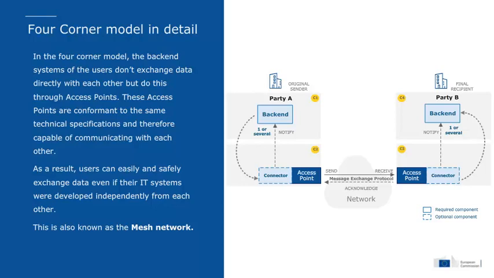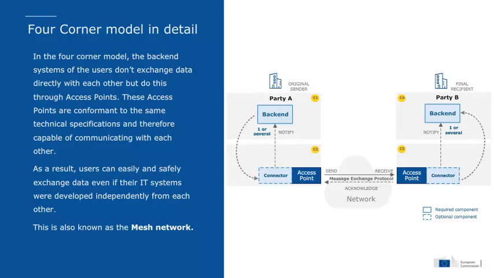As a result, users can easily and safely exchange data even if their IT systems were developed independently from each other. This is also known as the mesh network. So in order to give more clarity to this model, let's assume party A is in building A and party B is in another location. Party A would like to send a message to party B, so that would be C1, the corner 1, would like to send a message to C4, being the corner 4.